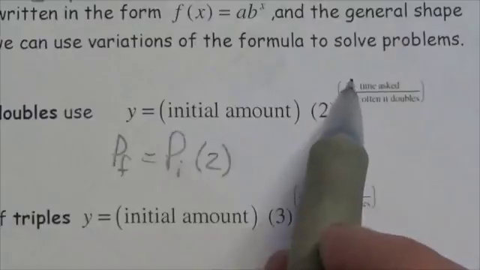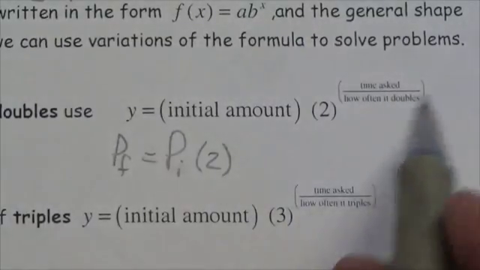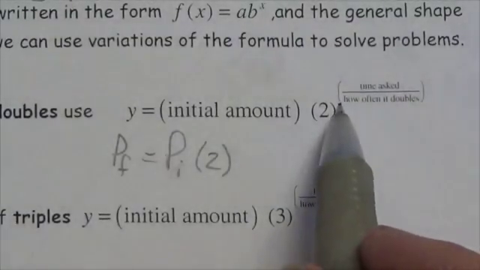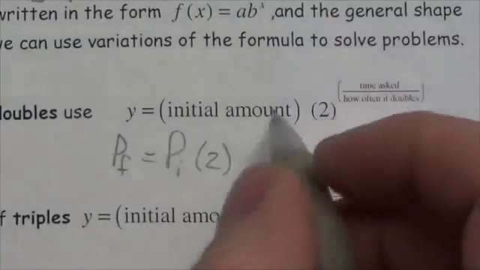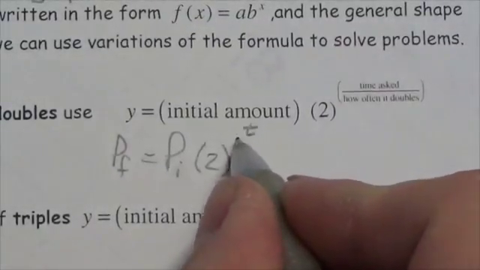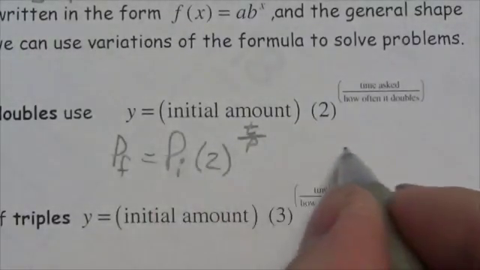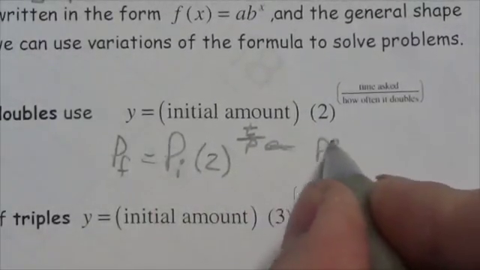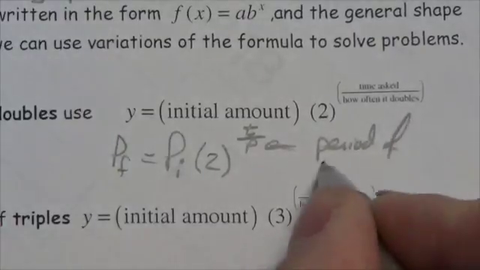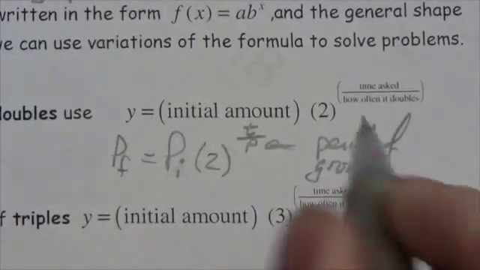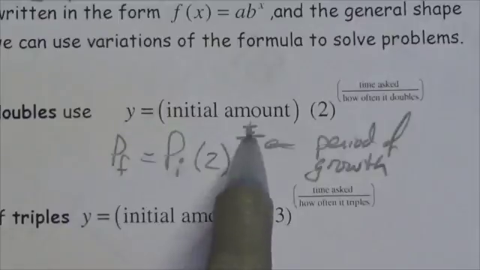Then in the exponent, the way this is written, it says time that has passed, or time that we're being asked about, and then the denominator is how long it takes to double. So what happens here is we do t over, in this case, little p, and that p is going to be the period of growth, how long it takes for this to happen. So it's a ratio.